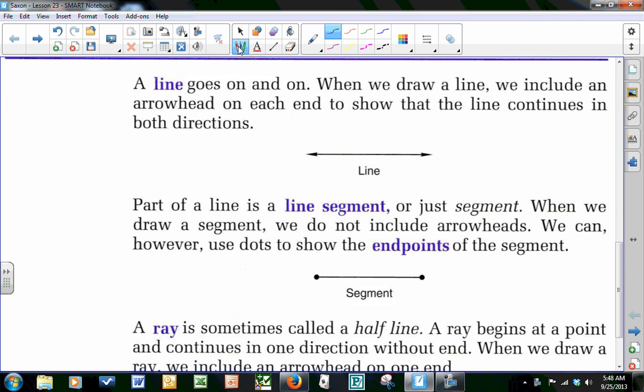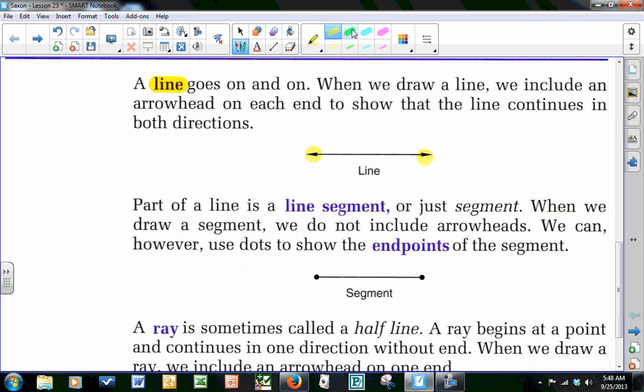The first new vocabulary term that I'm going to highlight right here is line. And a line goes on and on. And when we draw a line, we include an arrowhead on each end to show that the line continues in both directions. We can't obviously draw a line that goes on forever and ever, but we can represent that happening with the arrowheads on either end. So this is a line. If you see the arrowheads on both ends, that's a line.